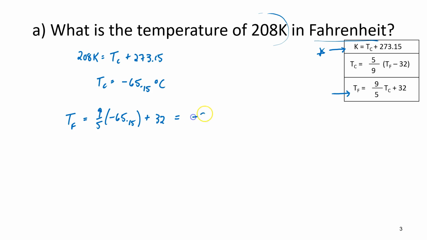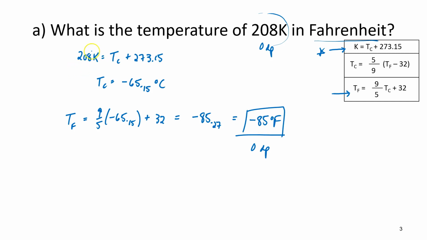I am getting negative 85.27, which I would just call negative 85 degrees Fahrenheit. And I think that's my final answer. I had 0 decimal places in my starting temp. I have 0 decimal places in my final temp, and I included units. And I think it makes sense that we got a negative temperature.